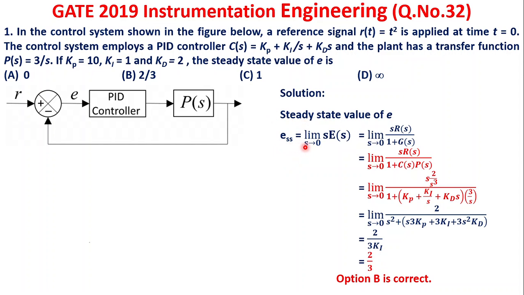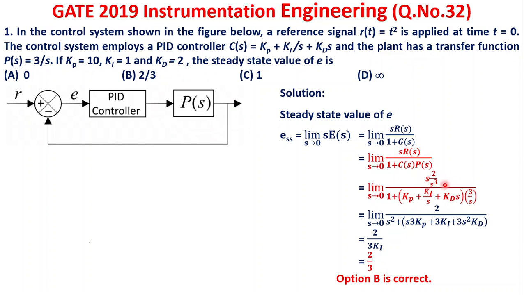What is steady state error? Limit s tends to 0, s times E of s in the s domain. So limit s tends to 0, s into R of s by 1 plus G of s H of s. H of s is 1 because it is a unity feedback system. We have seen how to get all these expressions already, even in our GATE series. R of s is t square, so factorial 2 by s cube, so 2 by s cube. G of s is this PID controller, Kp plus Ki by s plus Kd s, in cascade with this 3 by s.